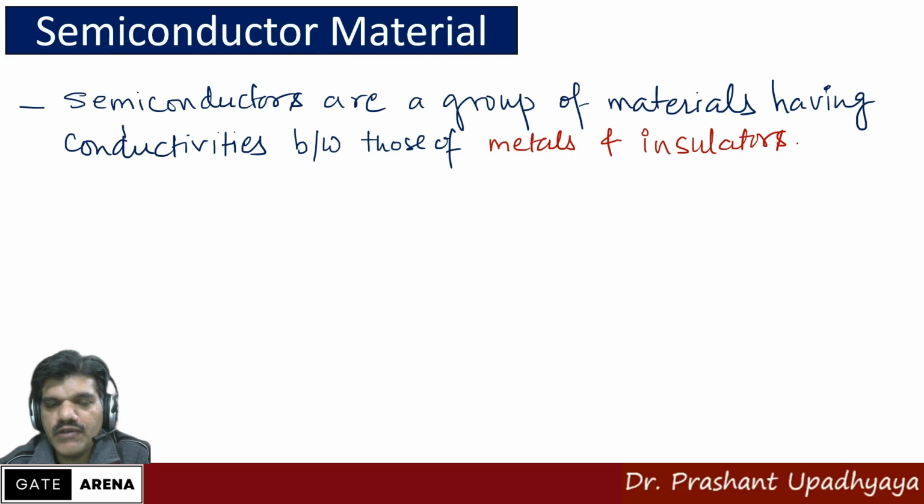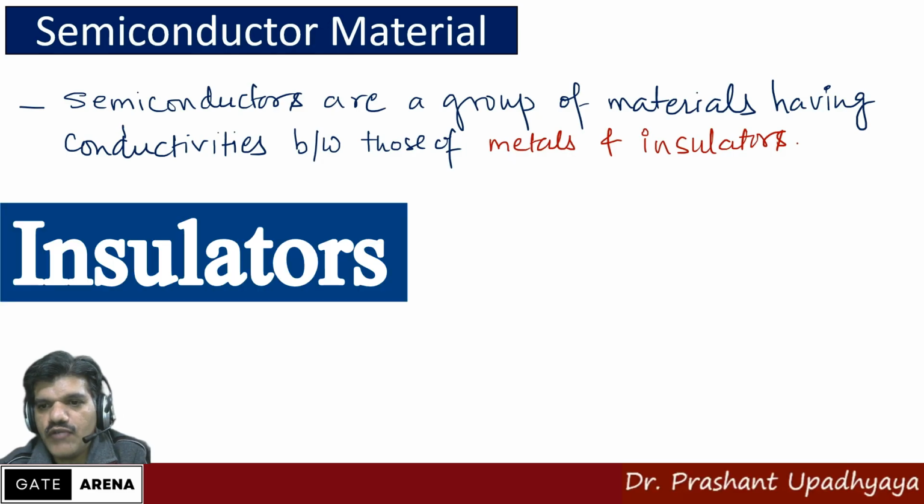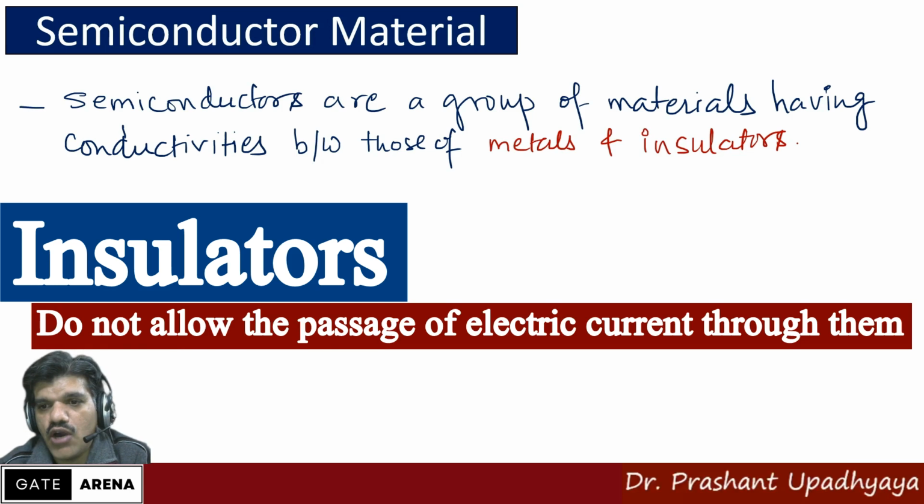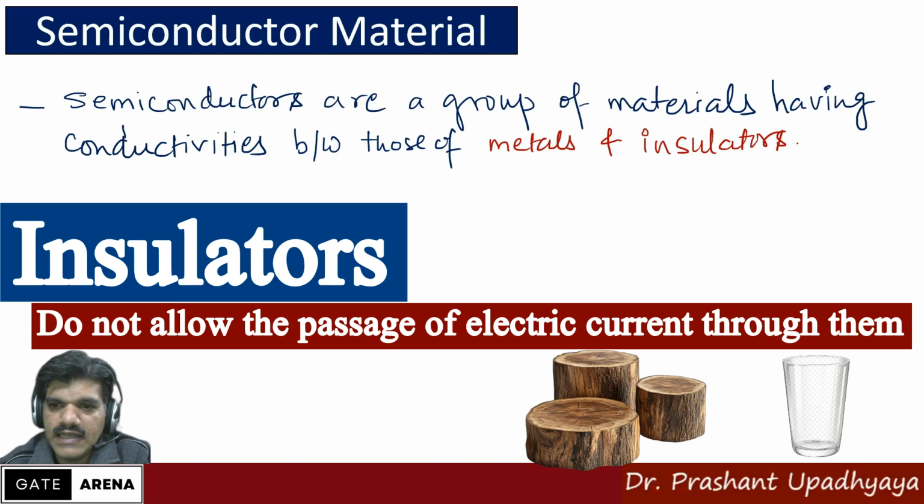So first we are going to define what an insulator is. When we talk about the insulator, we say that insulators are substances which do not allow the passage of an electric current through them. That means the current through them is almost zero. There is no conductivity through the insulator. Electrons cannot pass through the insulator. For example, wood and glass.